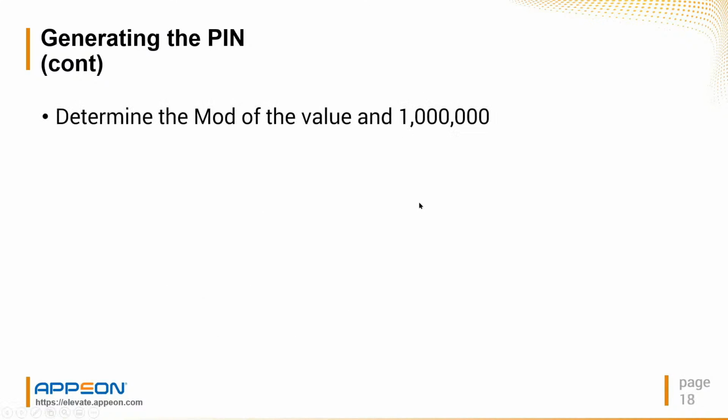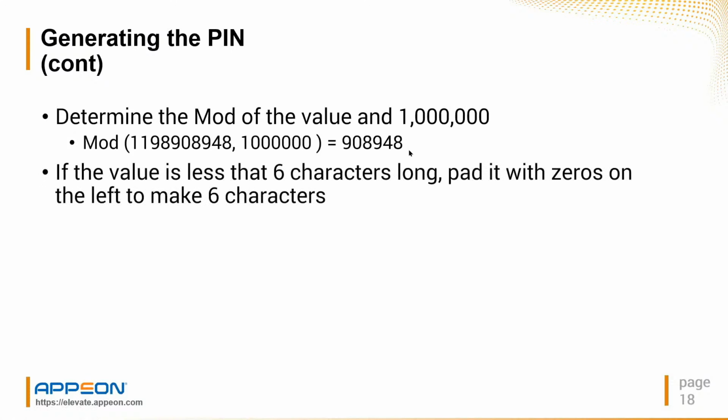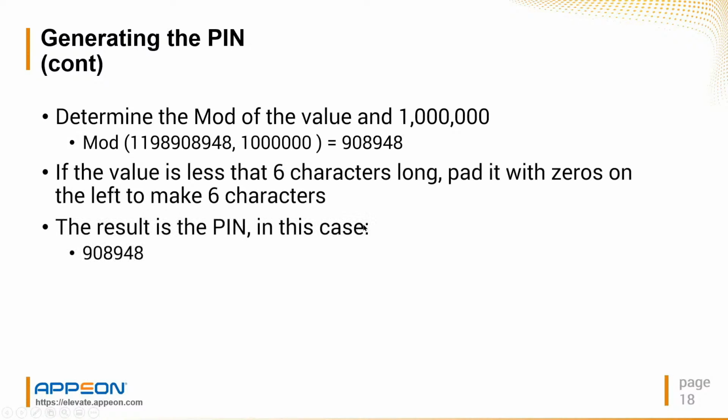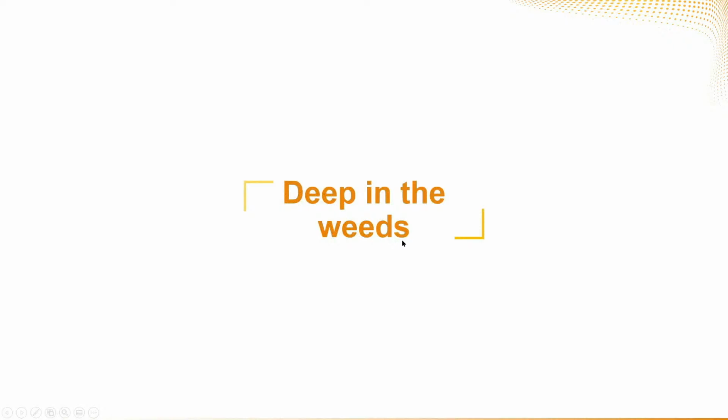We do a mod of that with 1 million. And what we end up with in this case is 908,948. Okay? If it's less than 6 characters long, we pad it with zeros on the left. And so in this case, we didn't have to do that. And the resulting PIN is 908,948. Okay, that is, like I said, don't blame me, blame the people who came up with time-based one-time passwords. That's how you generate a time-based one-time password.